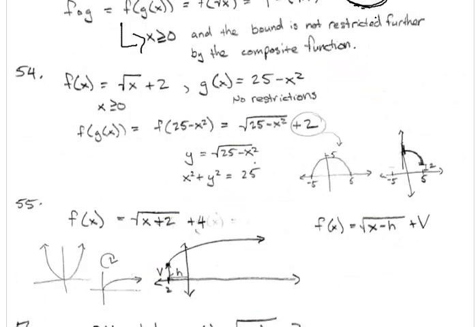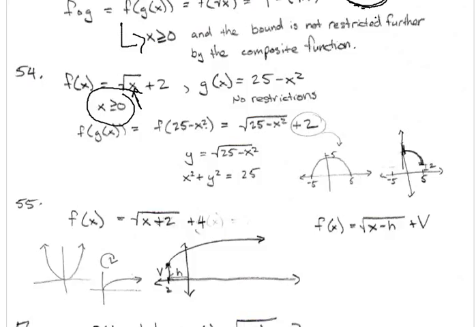Okay, so number 54, f of x equals the square root of x plus 2. So first thing we note, taking a square root has to be greater than or equal to 0. g of x, no restrictions. So f of g of x is equal to f of 25 minus x squared. Plug that into here, right? And we get the square root of 25 minus x squared, plus 2. Do I say to actually... Oh, I'm sorry, it says to sketch the graph, not find the domain.